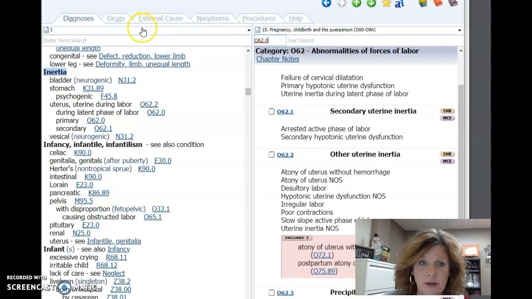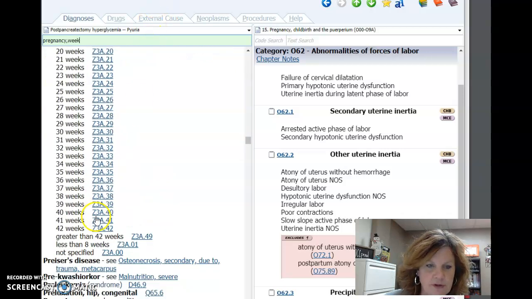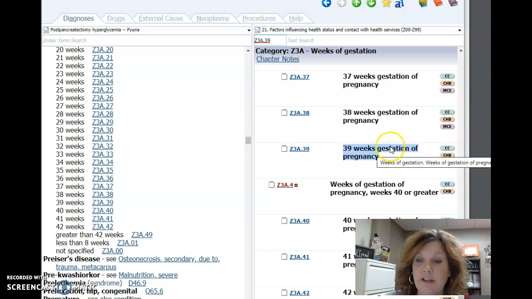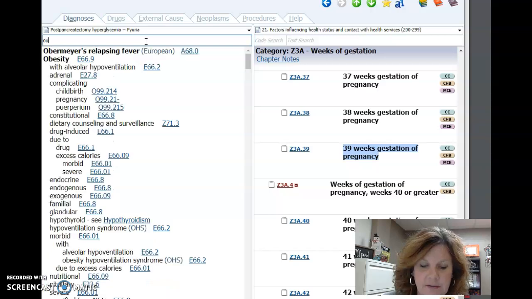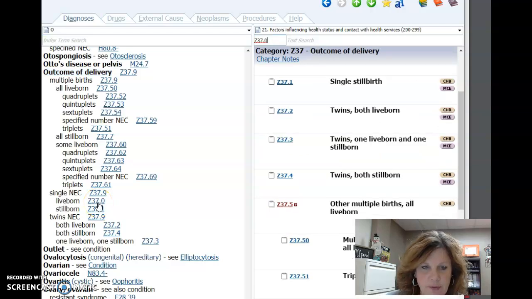And what else do we have going on here? Remember I told you we have pregnancy, weeks of gestation. We have 39 weeks, so I'm also going to code Z3A.39. What's the other thing? We have a live-born baby, so outcome of delivery. You find these the same way in your book as I'm finding them now. We have a single live-born, so I'm going to have Z37.0. So just 3 codes for that one.